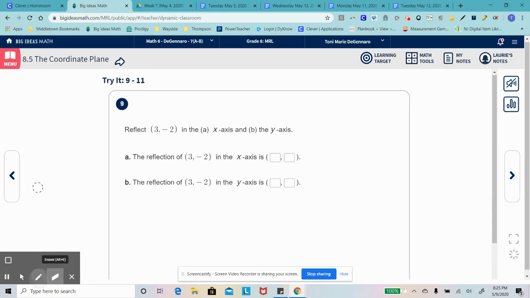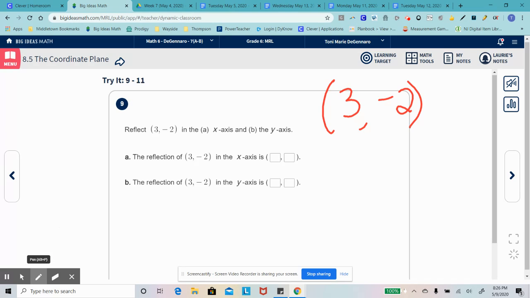Okay, for number 9A, you're going to write 3, -2. For A, it says the reflection is in the x-axis. So you want to keep your x the same, but you change y to the opposite. That means it's going to be +2. So if you type that in, it should be correct. And that's for A.